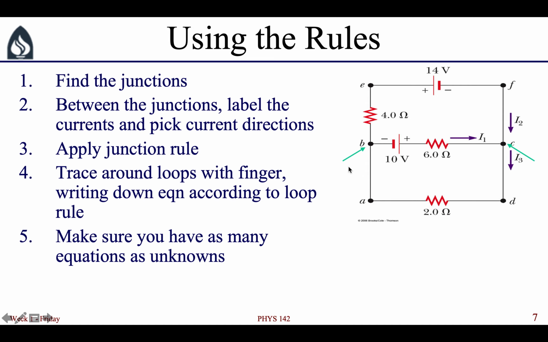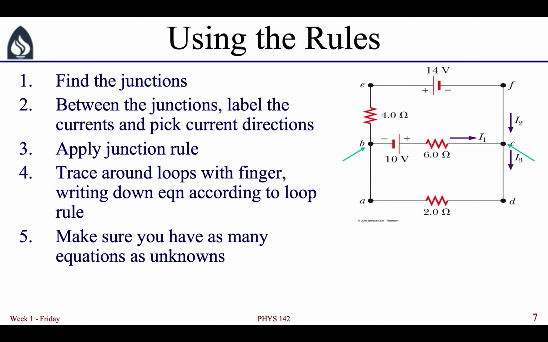Sometimes the current directions and labels aren't given to you to start with, and in those cases you just have to pick a current direction and label, and just be consistent when you write down your equations. If the current is actually flowing the other way, it's no big deal. You'll just get a negative answer for your current, which will agree with the picture that you've drawn.